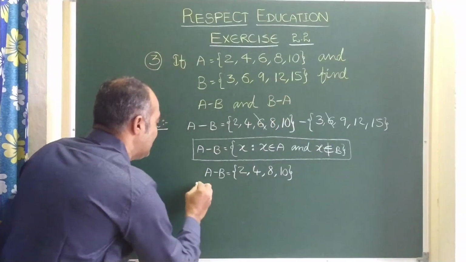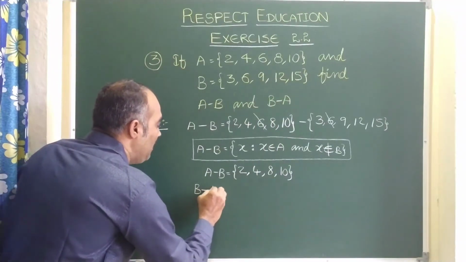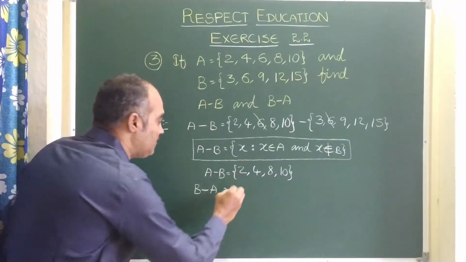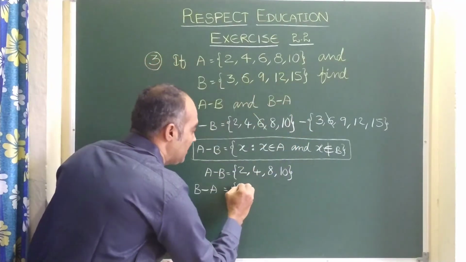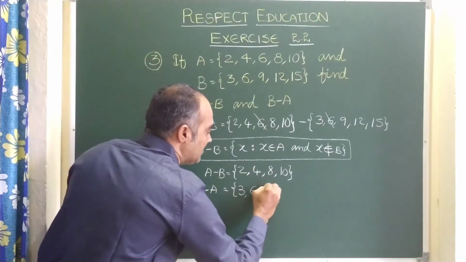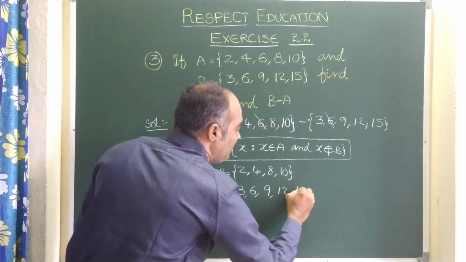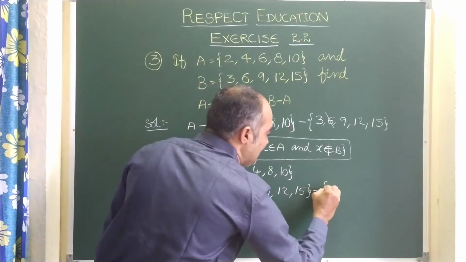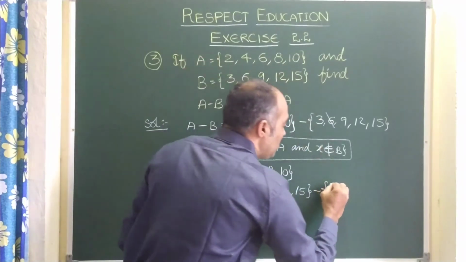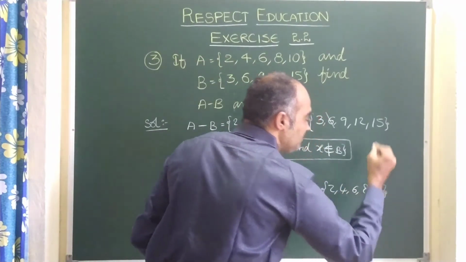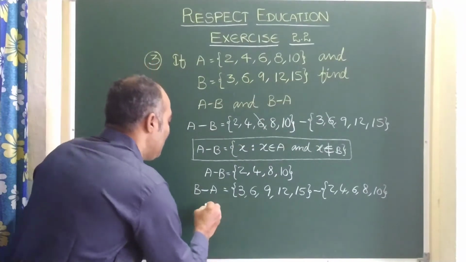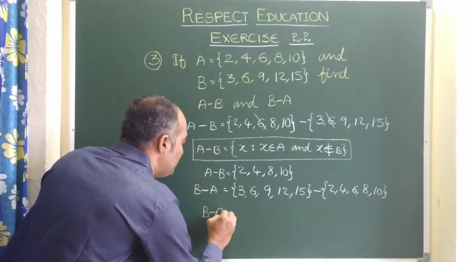Now the second one, B minus A, is there. Let us do B minus A. For this, first write the B elements: 3, 6, 9, 12, then 15. Minus A. A is 2, 4, 6, 8, then 10. Now here, B minus A. What is B minus A?